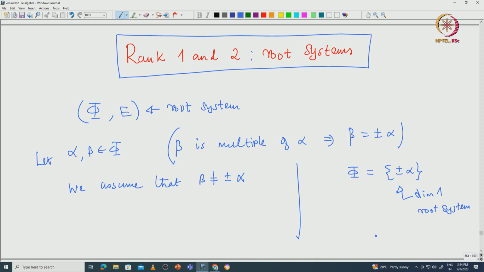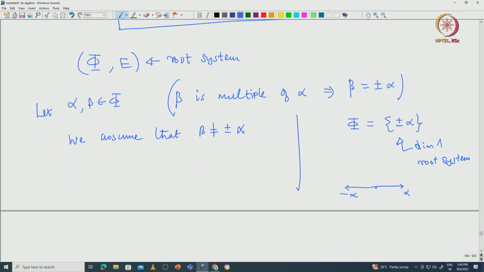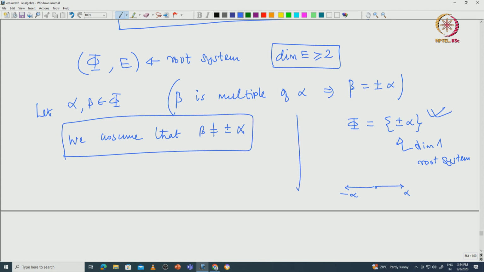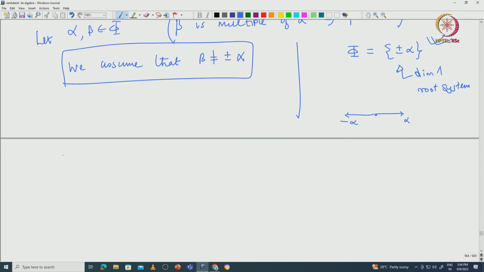Pictorially it will look like this: this is α, and this is minus α. So, this is the only dimension 1 root system. For that reason we can assume that the dimension of E is at least 2. In particular, since the span of Φ is E, we will have at least 2 linearly independent vectors inside Φ. So, we can choose α, β such that β is not equal to plus or minus α.